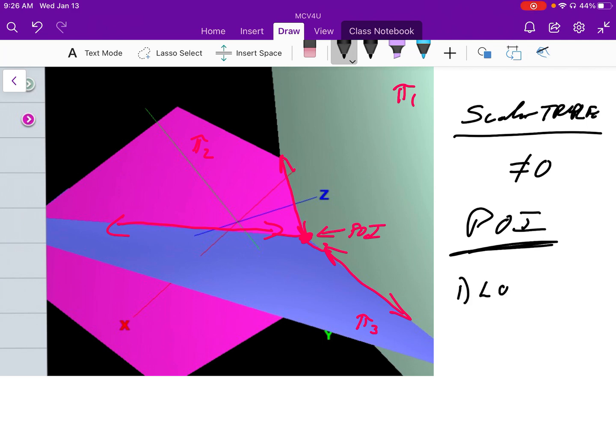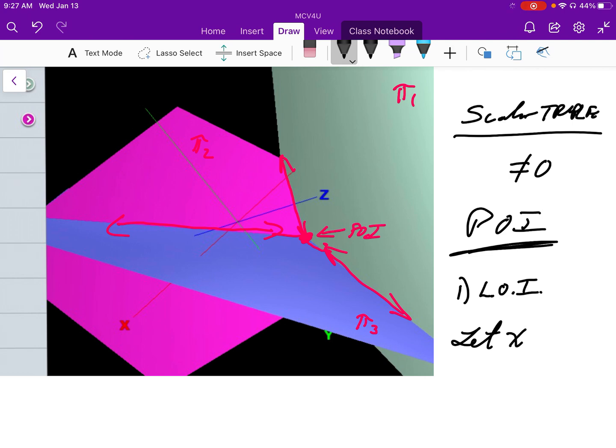Number 1, find the line of intersection first between any 2, right? So we know how to do that between 2 planes, right? Express one component in terms of the other 2. Sorry, express 2 components in terms of 1, right?